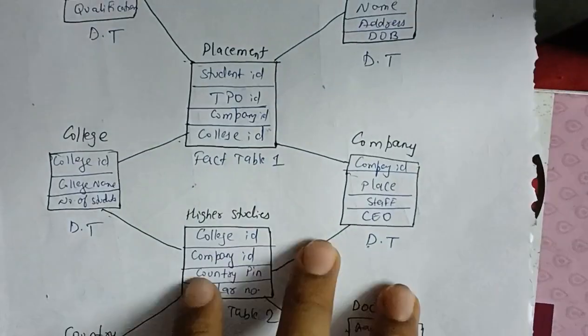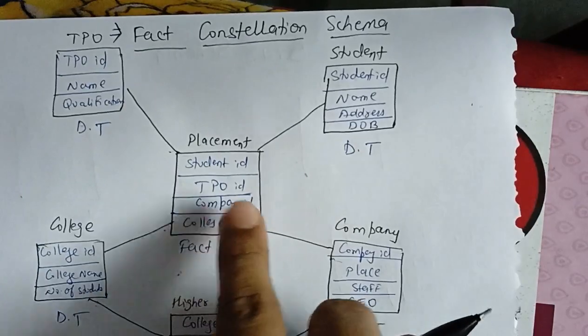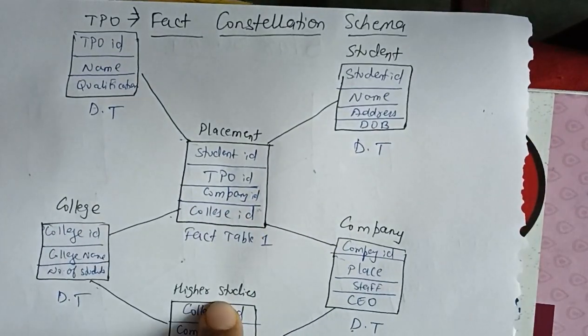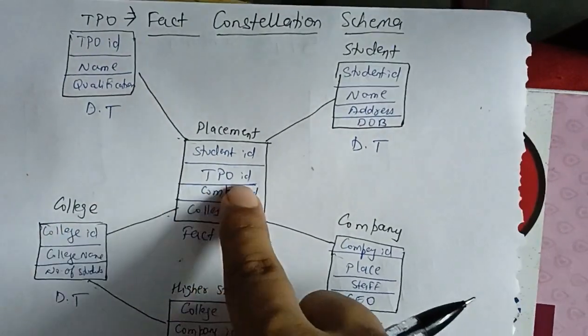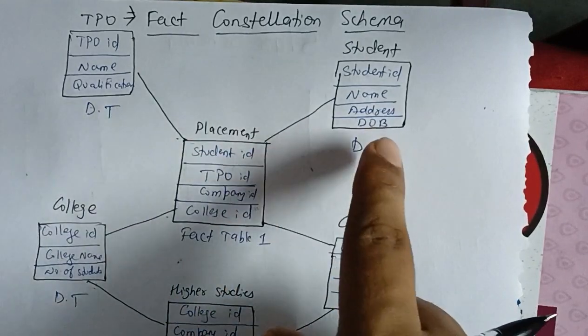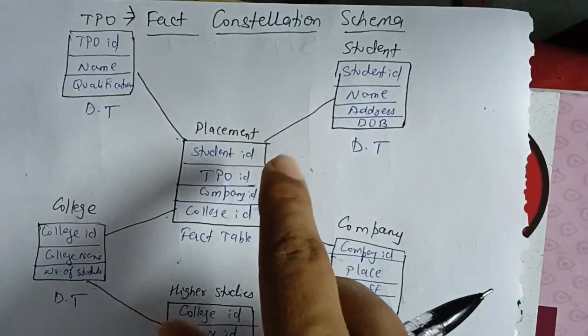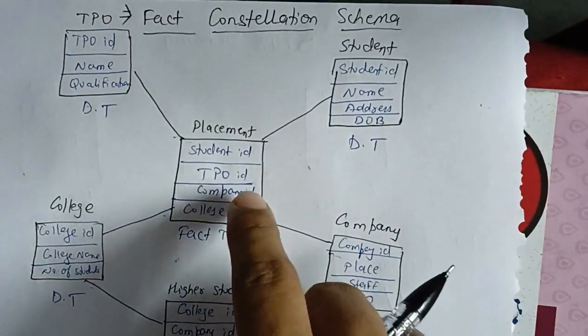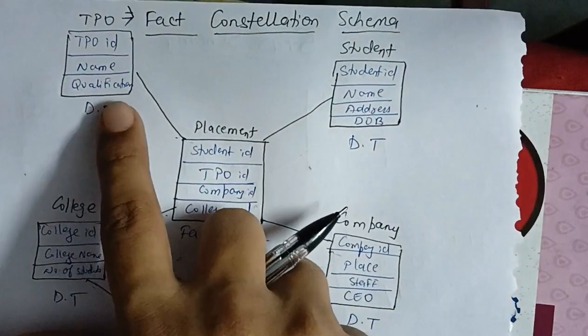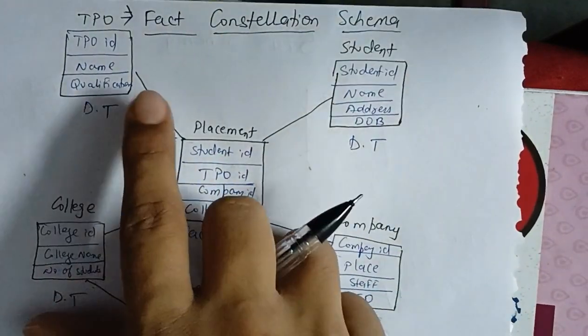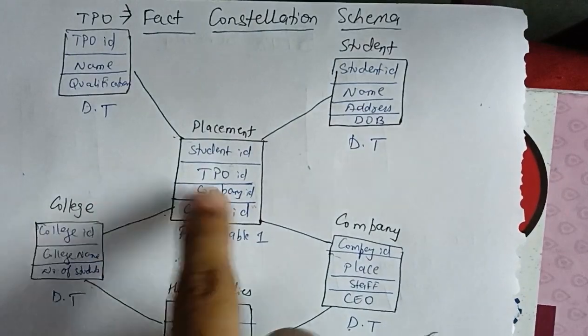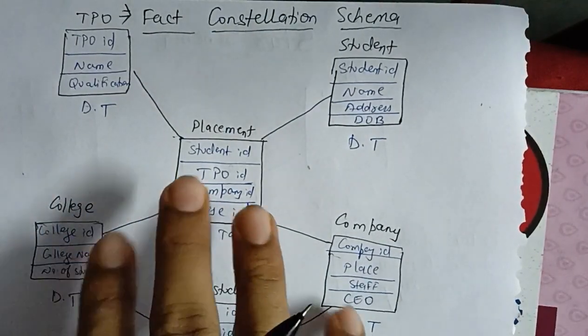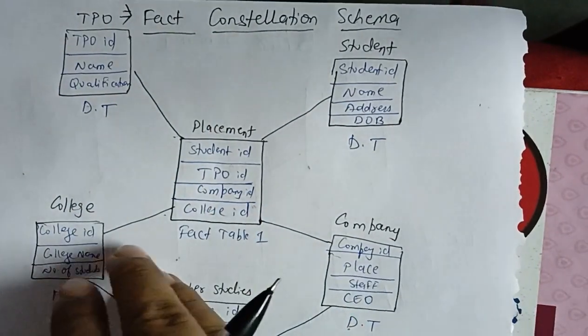Third is fact constellation schema. In this, there should be two fact tables, not only one. There should be two fact tables present for the fact constellation schema, which is sometimes called galaxy schema. And also in this, there is no interconnection between the dimension tables, but there must be two fact tables. That is the only difference between star schema, snowflake schema and the fact constellation schema.